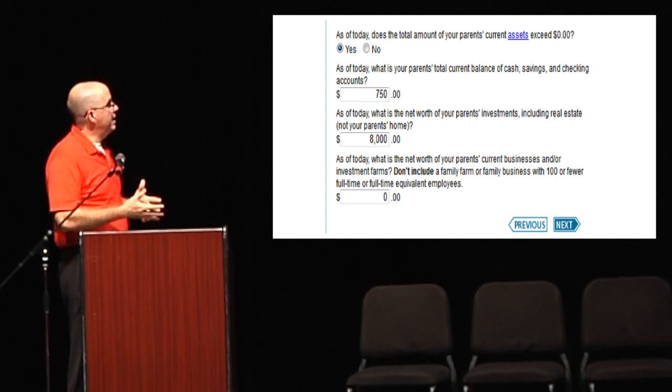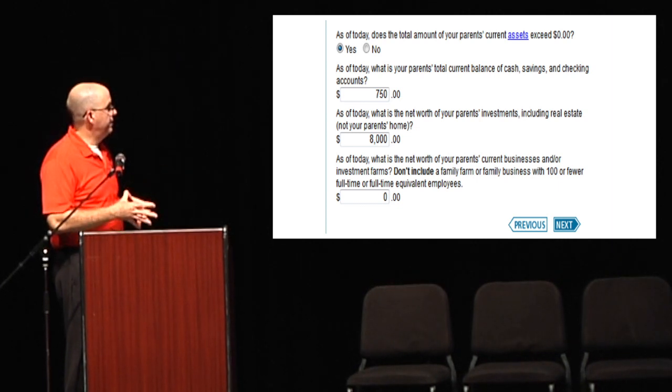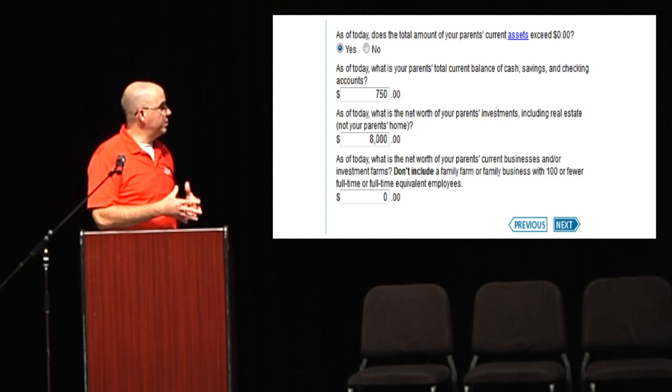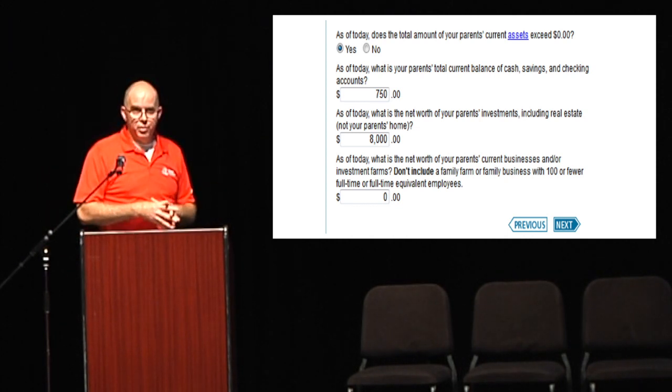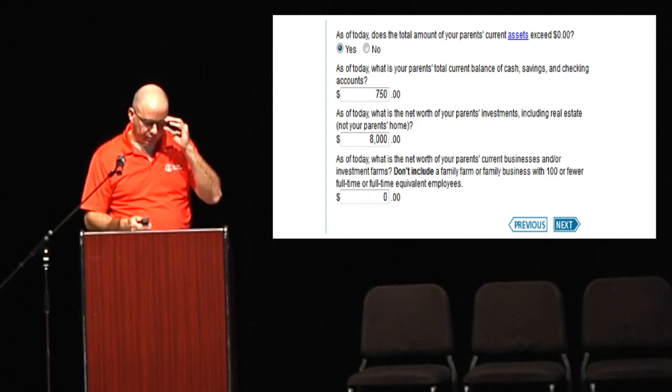First question is, as of today, what is your parents' total balance of cash, savings, and checking? We have $750. Next question, as of today, what is the net worth of your parents' investments, including real estate, not the home they live in? And then the last question wants to know the net worth of the parents' business or farm.